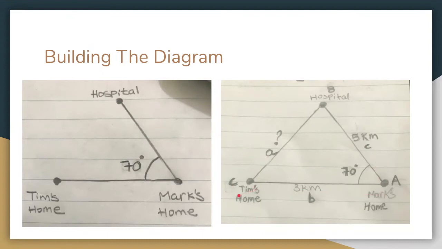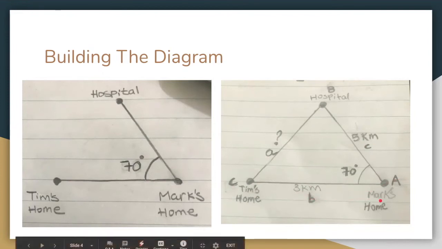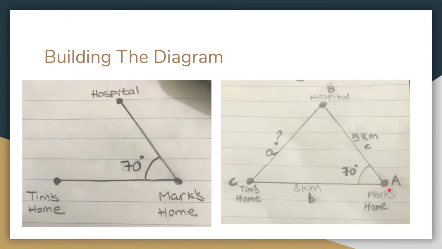So we know that from Tim's home to Mark's home, it takes 3 kilometers for Tim to get to Mark's home. And it takes 5 kilometers from Mark's home to get to the hospital. And we need to find the length of how far the hospital is from Tim's home.